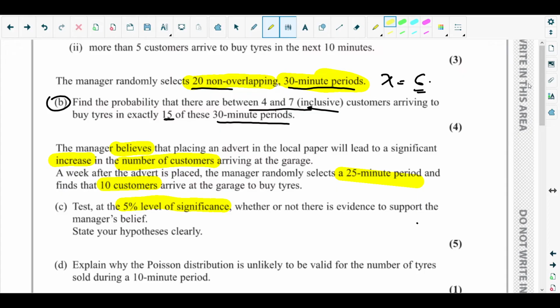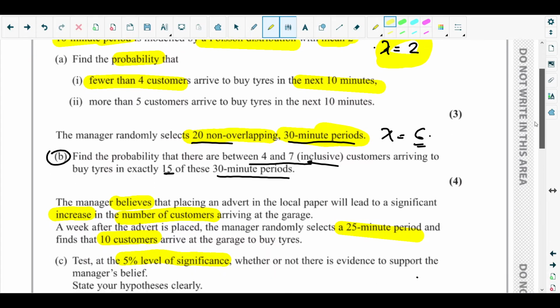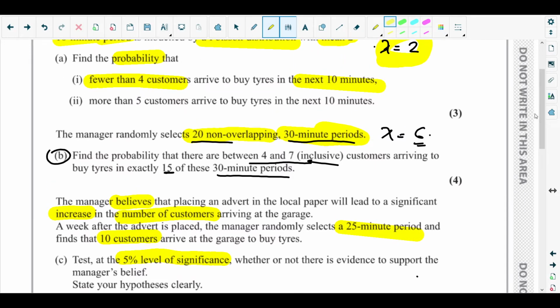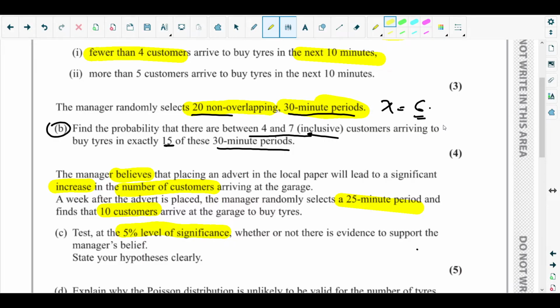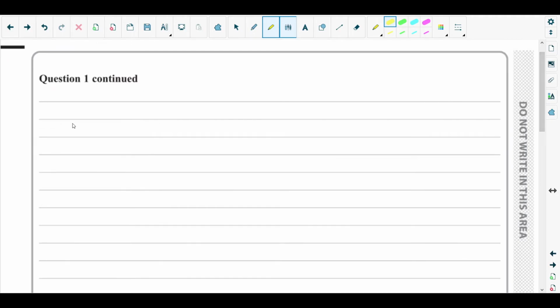Lambda equals 2, right? You will consider the initial lambda equals 2, because lambda equals 2 is for a 10-minute period. So if the mean of the 10-minute period changes, then the mean for 25-minute will also change. So basically the mean for 25-minute, or you can say 30-minute, is dependent on the mean for 10 minutes. So we will consider the null hypothesis as lambda equals 2. We will consider the existing one as true. Okay.